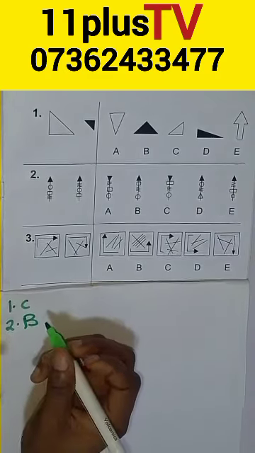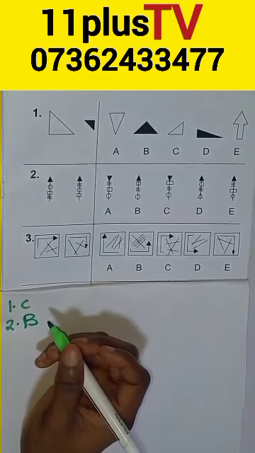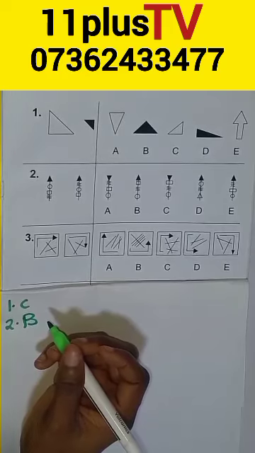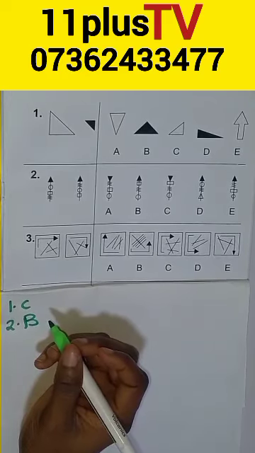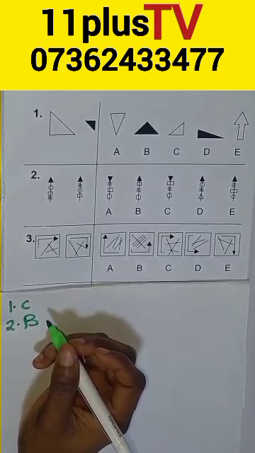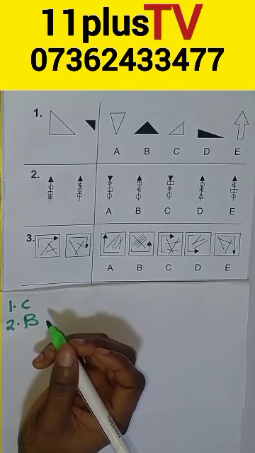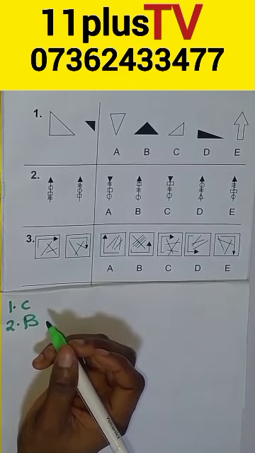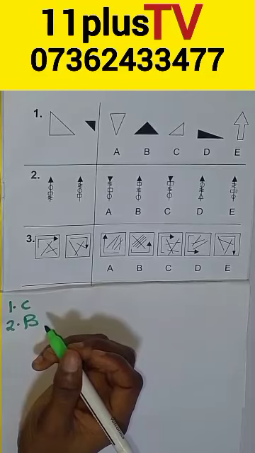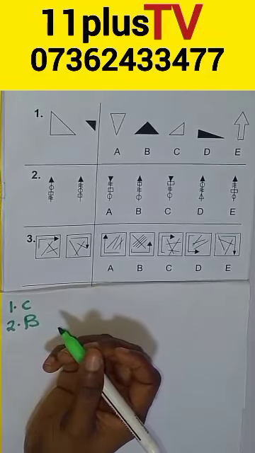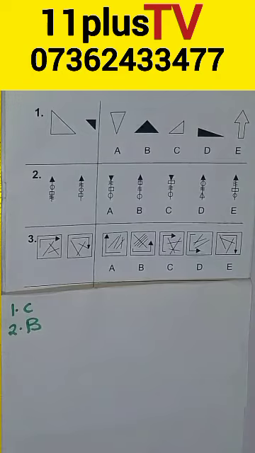The reason why we are using the elimination method is that when writing your 11 plus exam, you don't have much time. For a question, you just have maybe 60 seconds. So you need to use the elimination method to work very fast.